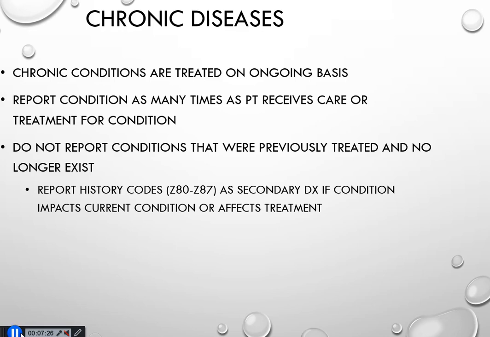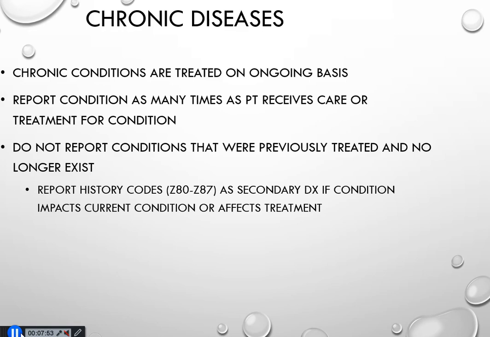If a patient has a chronic condition that's treated on an ongoing basis, you can report that condition as many times as the patient receives care or treatment for the condition. Chronic diseases are things like asthma, diabetes, hypertension, things like that.